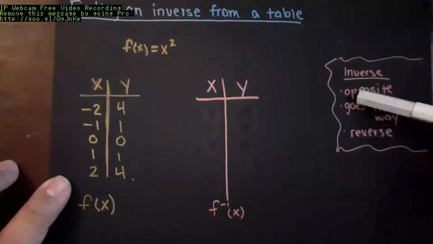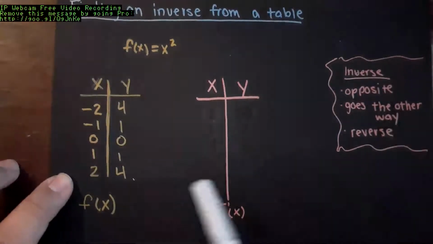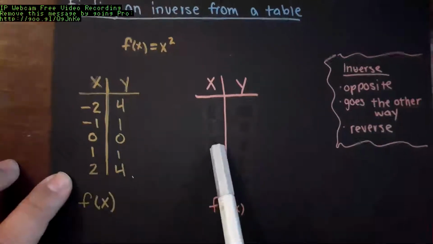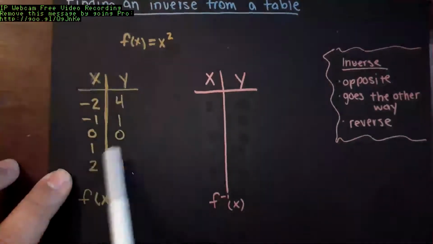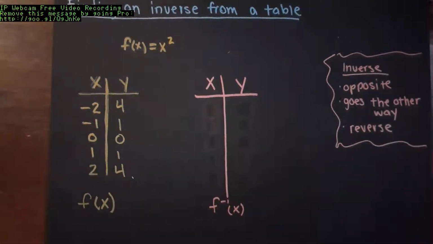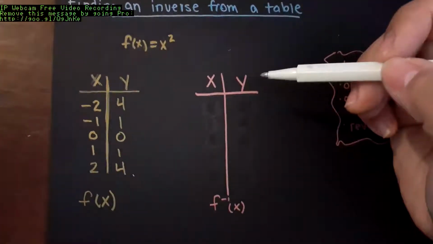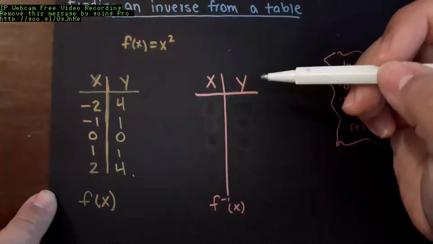So if you remember over here, another word for inverse is opposite or reverse. So that's exactly what we're going to do with these pairs, with these points, in order to find our inverse. So all I'm going to do is reverse the x and the y. So my x is going to become y and my y is going to become x.